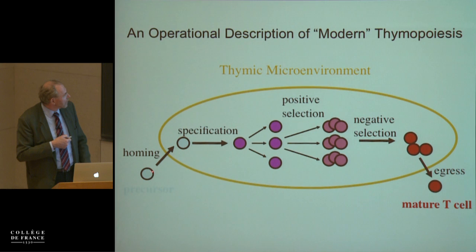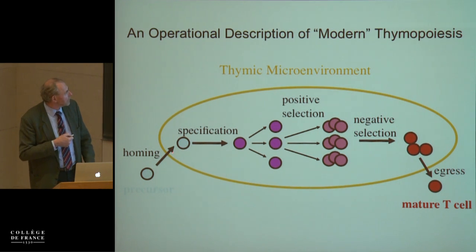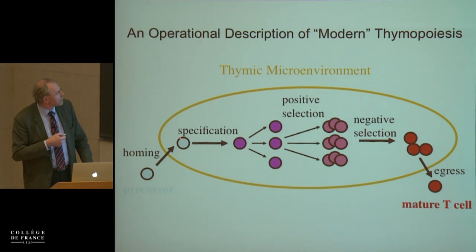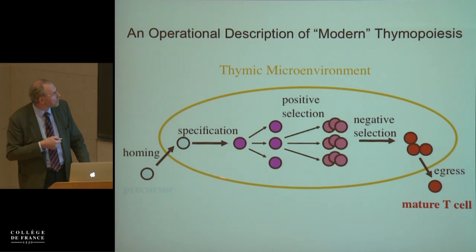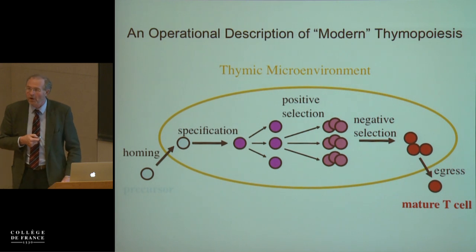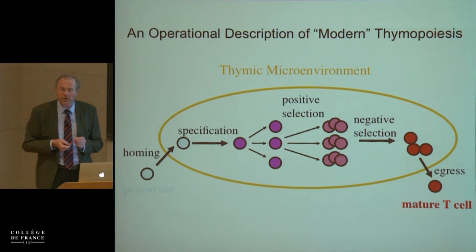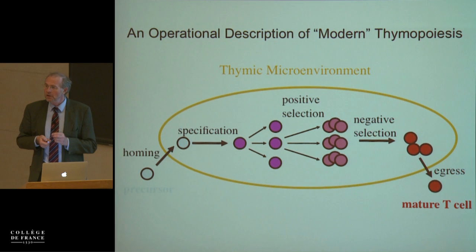So we would like to understand what the homing process is. We would like to understand what specification is all about, what drives positive and negative selection, what drives egress of these mature T cells from the thymus. And most importantly, of course, we would like to study the thymic microenvironment. And that is very difficult to study because you can only study this in vivo.